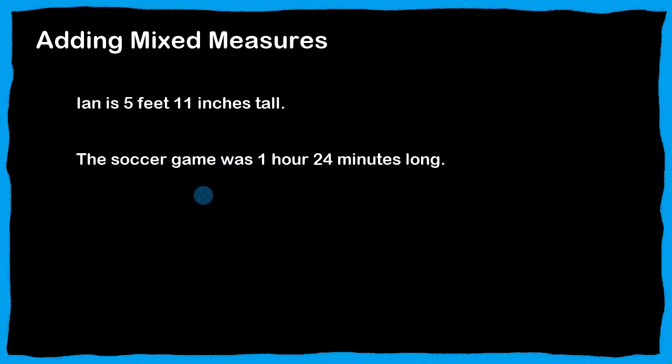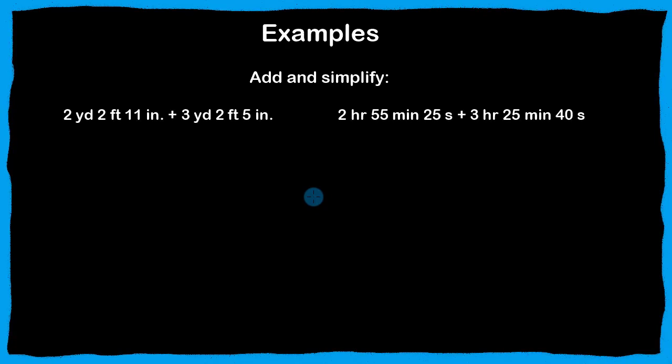Here's another example. The soccer game was 1 hour, 24 minutes long. So two different units, hours and minutes. They're within the same category, of course. You wouldn't mix them. You wouldn't say the soccer game was 1 hour and 11 inches long or something like that. But these are two units within the same category. So now let's look at a few examples of how we would add mixed measures together.